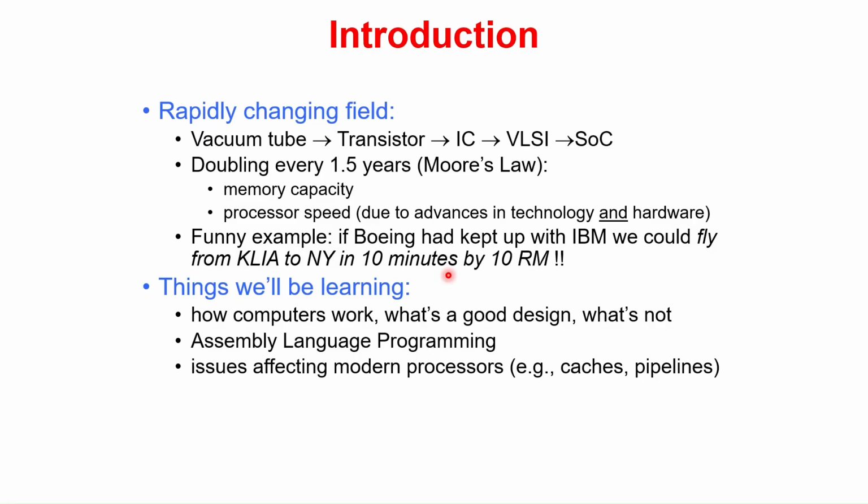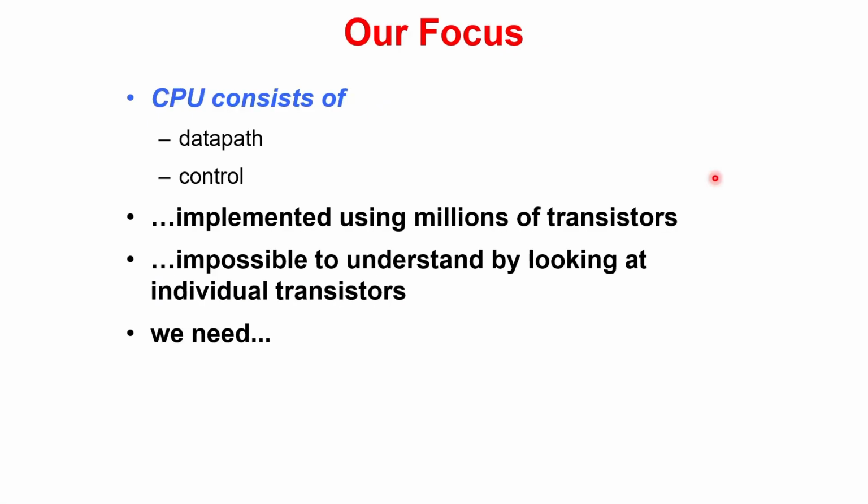Okay, now let's look at what we will be learning in this course. We will understand how computers actually work and learn to distinguish between good and bad design choices. We will study assembly language programming, which allows us to communicate directly with the hardware. Finally, we will examine issues that affect modern processors, such as the cache and pipelines, which are critical for achieving high performance.